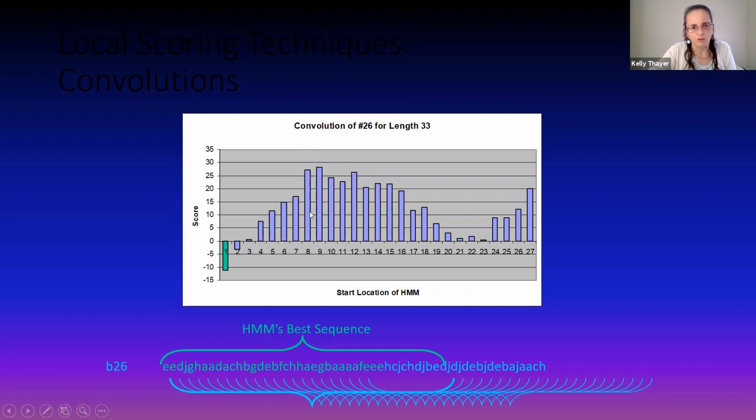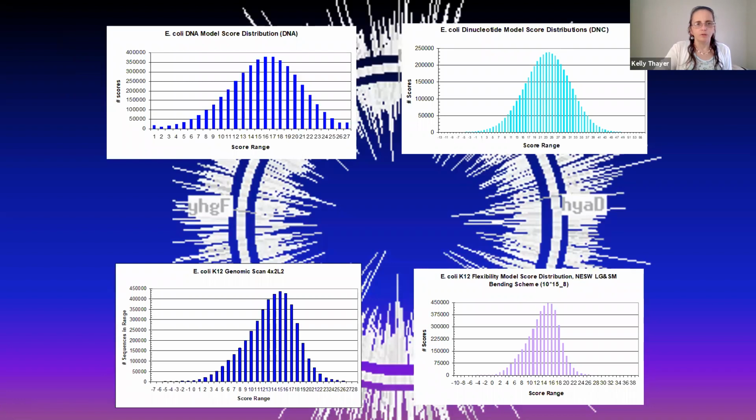So we might surmise that there is a CAP binding site somewhere in this area here where we have a peak, and that there are not CAP binding sites in these areas. And it looks like there's a second one that might be growing in over here. So we're able to do a wide variety of things with hidden Markov models.